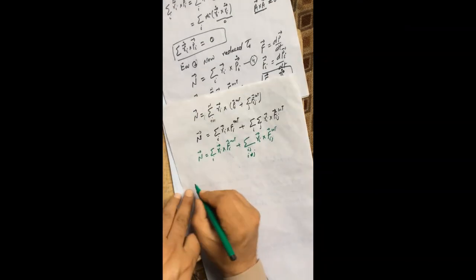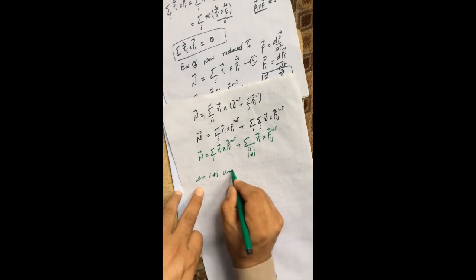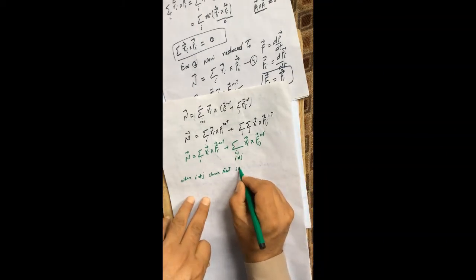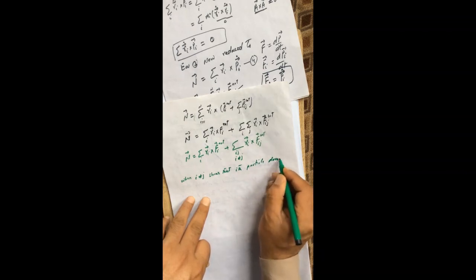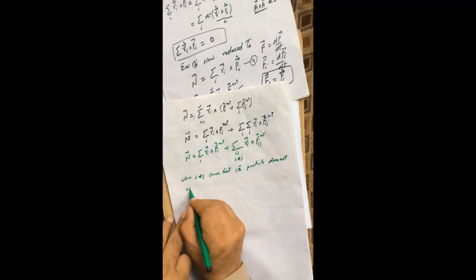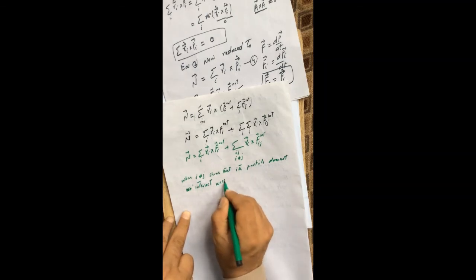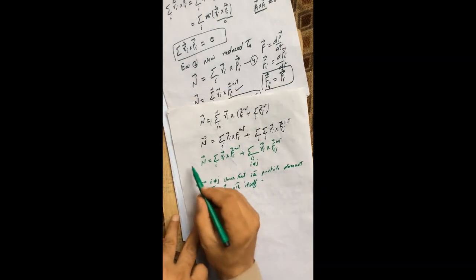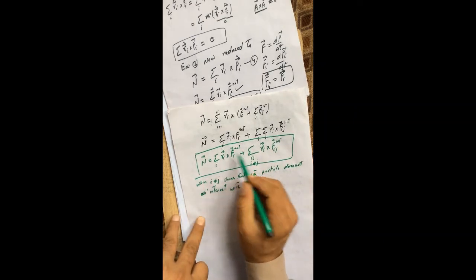I can write it here, where the condition i is not equal to j shows that the ith particle does not interact with itself. So this is the total torque acting on the system. It has two terms, one is this one and one is this one.